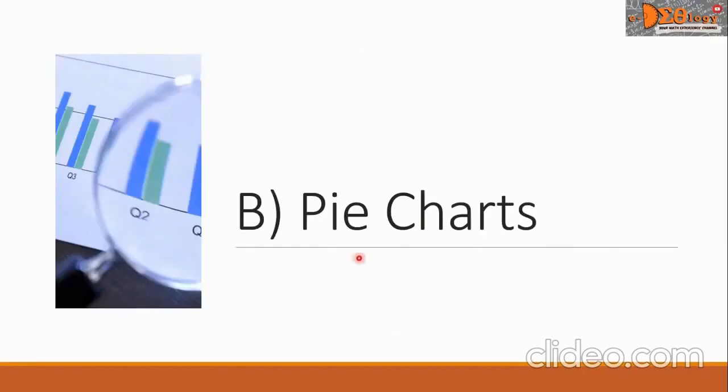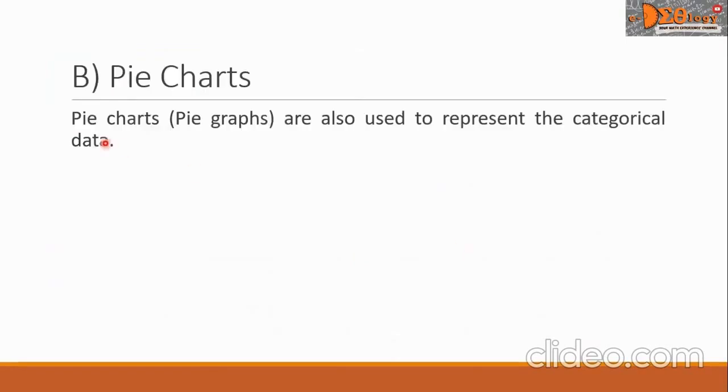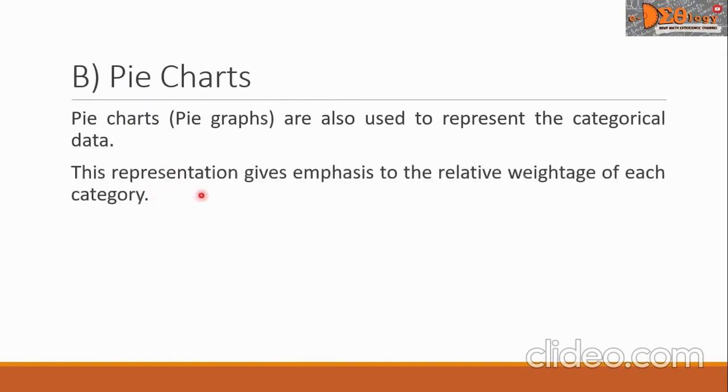Let's go now to pie charts. Pie charts or pie graphs are also used to represent categorical data. This representation gives emphasis to the relative weightage of each category.